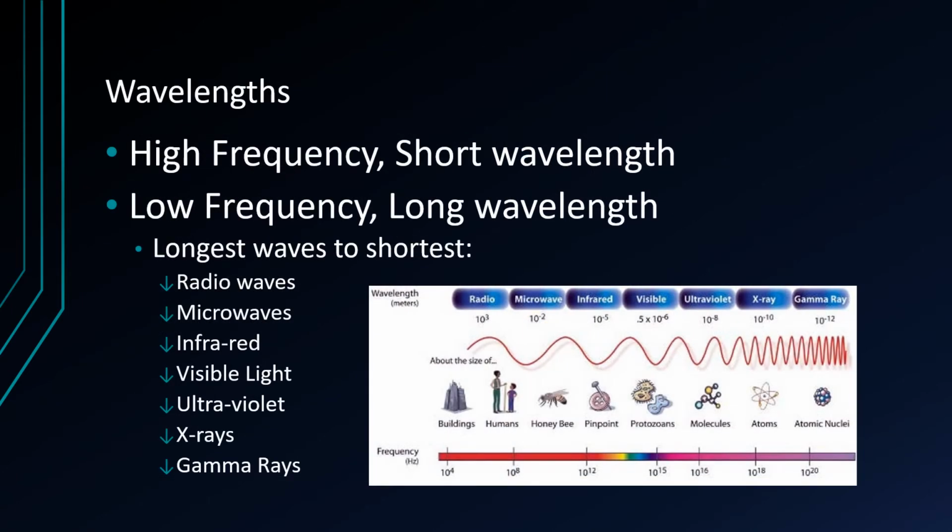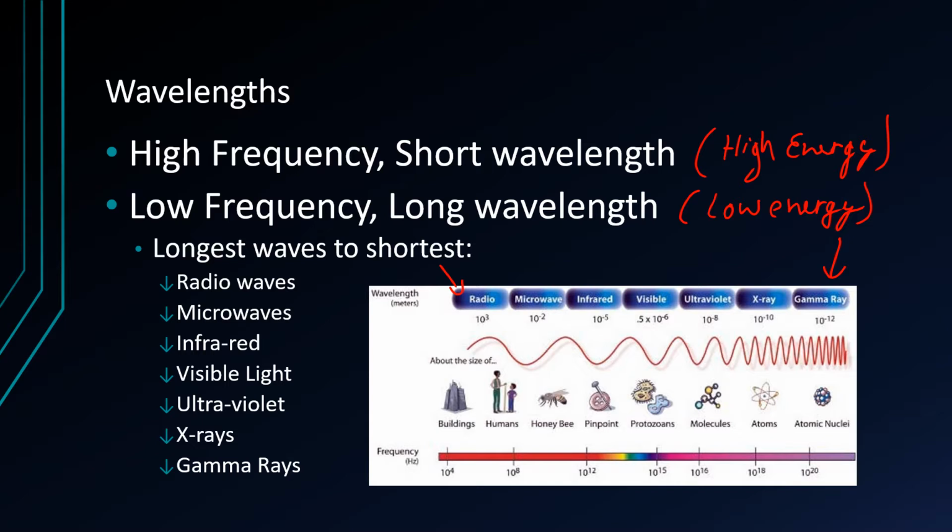So the higher the frequency goes, the shorter the wavelength, such as with gamma rays. This also means you'll get a lot more energy. Lower the frequency, like radio waves, you get a very long wavelength and low energy.